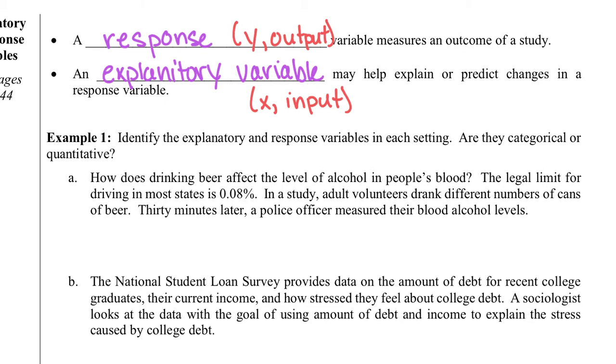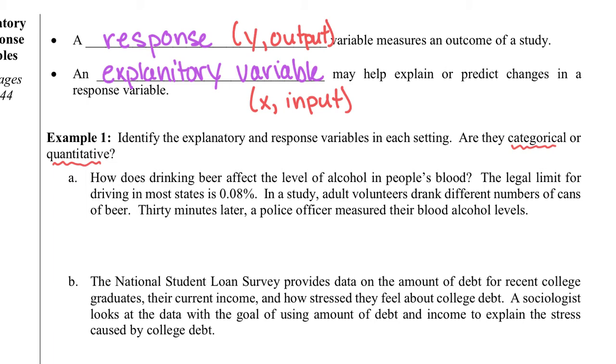Let's look at a few examples and try to figure out which are the explanatory and which are the response variables. Also, we're going to think about whether they are categorical or quantitative variables. So we're going back to those two terms and thinking about whether this is a numerical description, or whether it is more in categories, groups, or descriptions.